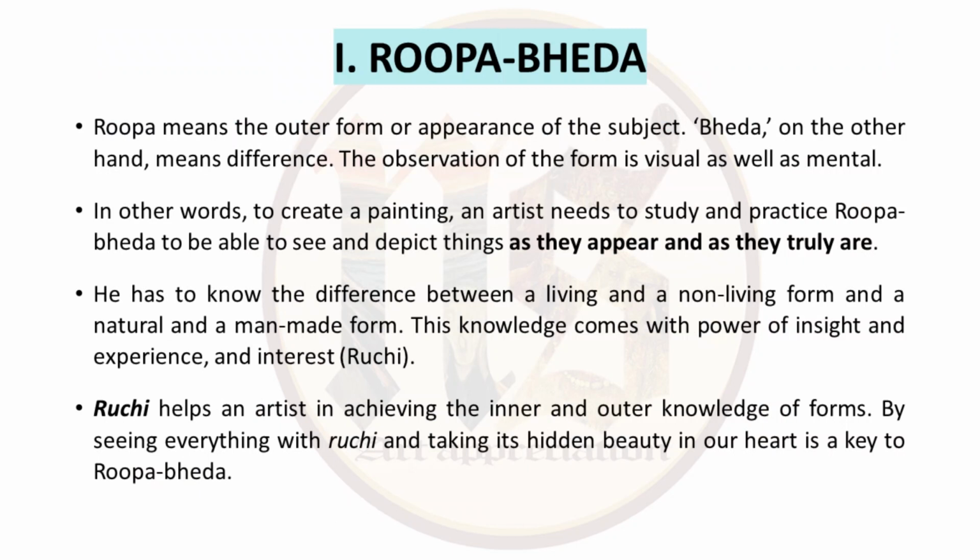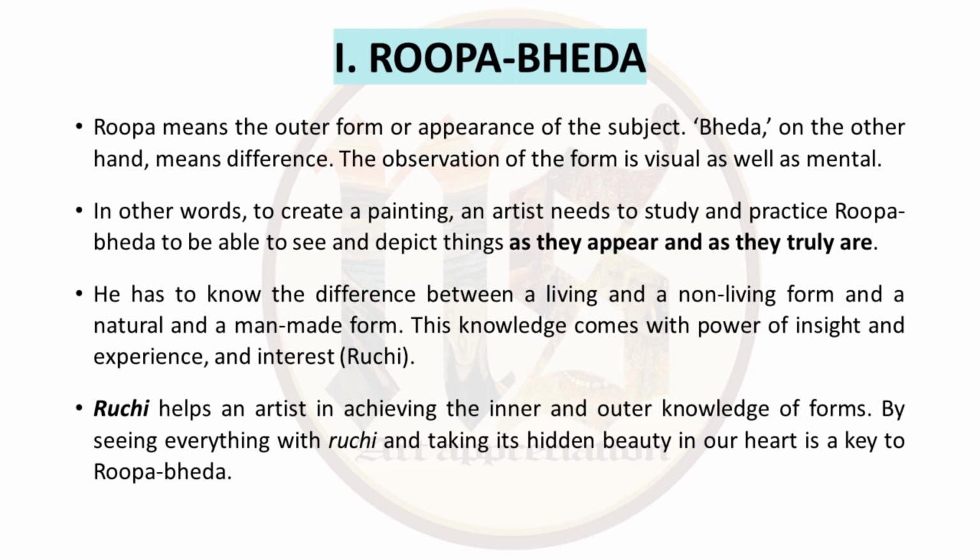Roop means the outer form or appearance of the subject. Bhed, on the other hand, means difference. There is a deeper meaning to it because the observation of form is visual as well as mental. The artist needs to study and practice Roop Bhed, that is differentiation of forms, so that he is able to depict things as they appear and as they truly are. The artist has to know the difference between a living and a non-living object, a natural and a man-made object, and this knowledge comes with power of insight, experience and interest, also called ruchi.